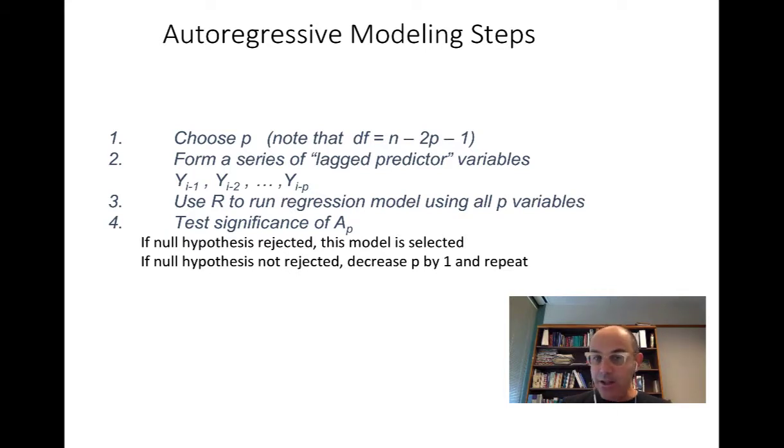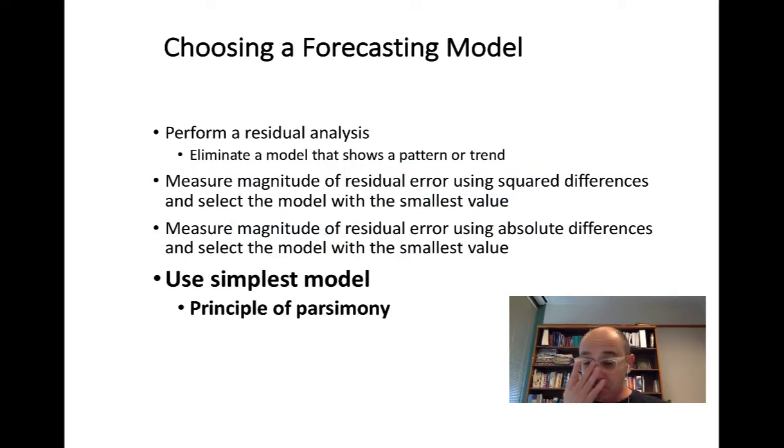So in the end, what we will come up with is a test of significance of A_p, A by the power of p. And so if the null hypothesis is rejected, this model is selected, and I want you to remember that. And if the null hypothesis is not rejected, decrease p by 1 and repeat the process again.